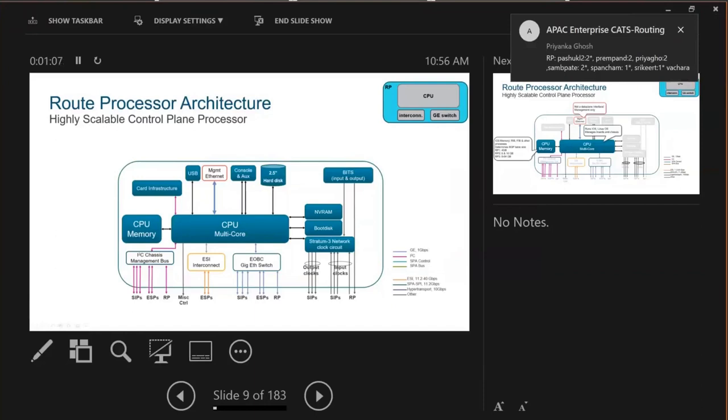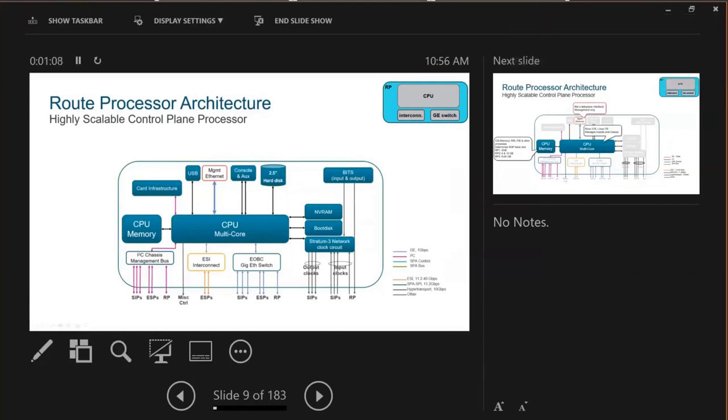As we were checking earlier, I2C and the chassis management bus are those internal links that are used for system monitoring purposes. EOBC is the Ethernet Out-of-Band Channel. This will be used to program the modules according to the configurations that are being added on the RP. We have a CPU memory which we call DRAM.